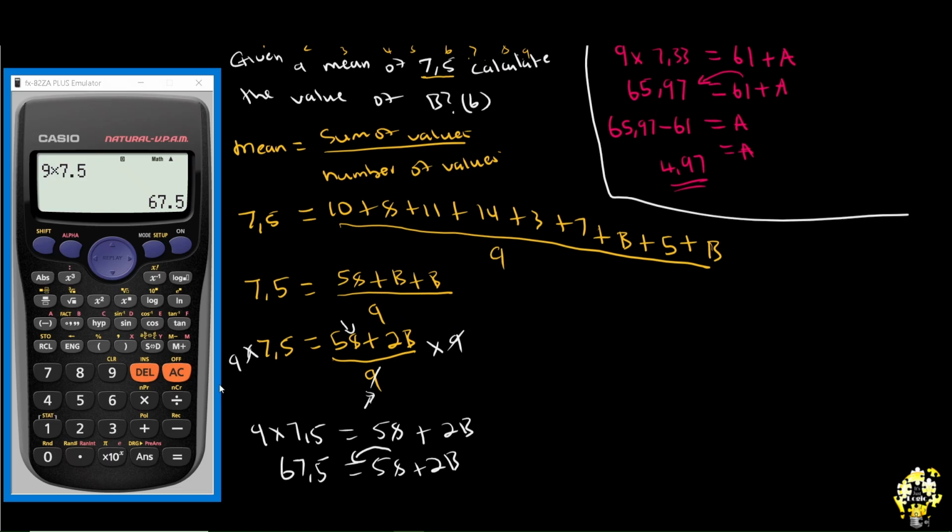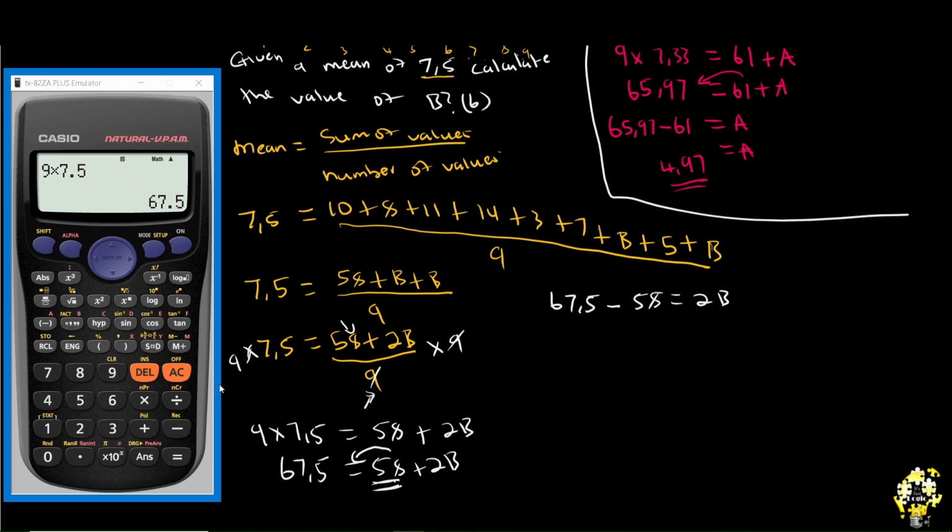Go watch how to transpose or how to change the subject of the formula so that this can be even much more understandable. When we send it to that side, because it was positive on this side, when it goes to that side it's supposed to be negative. So let's come here. We have 67.5, we have sent this 58, so it's going to become negative 58 is equal to 2b.